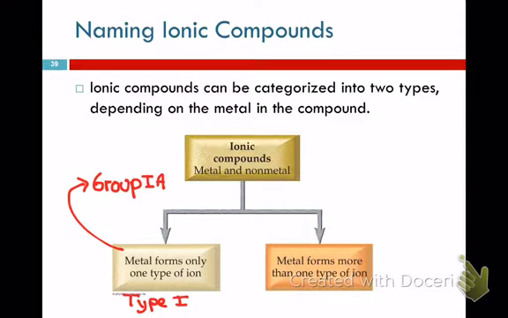Oh, sorry, group 1A. Let me fill that chart out for you. 2A, 3A, 3B. And then zinc, silver, and cadmium. And for all of those, you can predict its charge based on which group it's in.